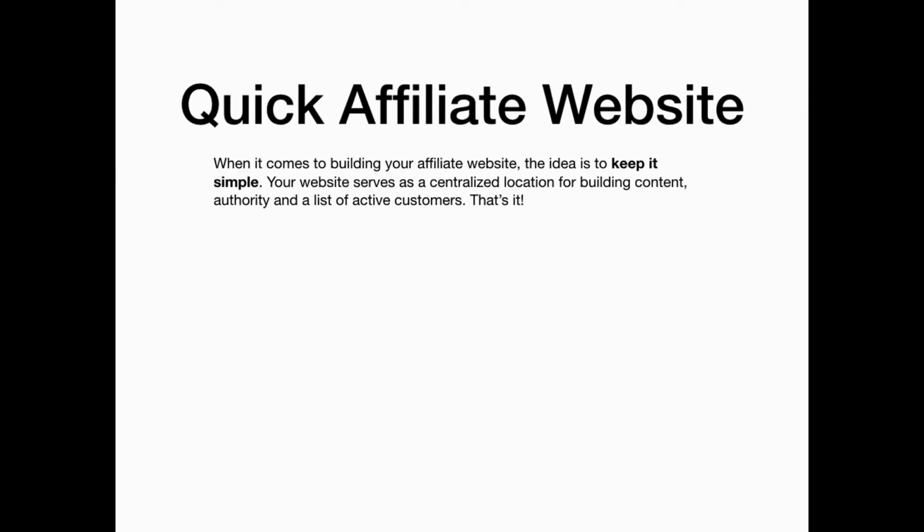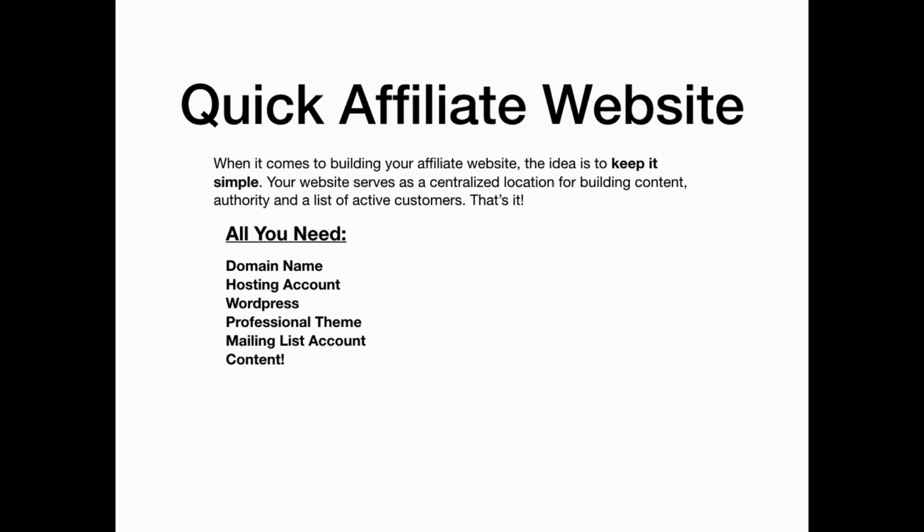When it comes to building your affiliate website, the idea is to keep it simple. Your website serves as a centralized location for building content, authority, and a list of active customers. That's it. All you need is a domain name, hosting account, WordPress, and a professional WordPress theme. Then you can incorporate a mailing list account and, of course, content.